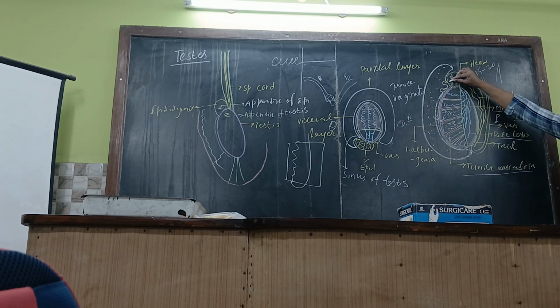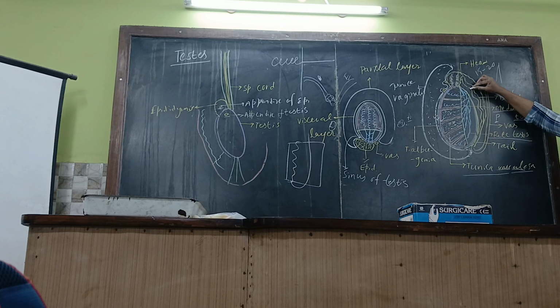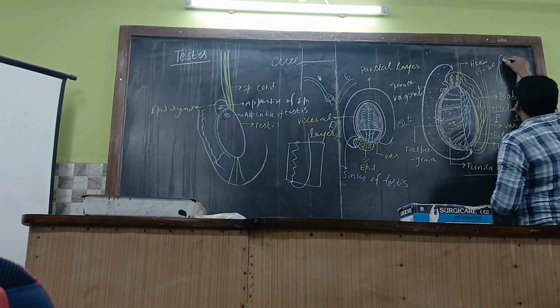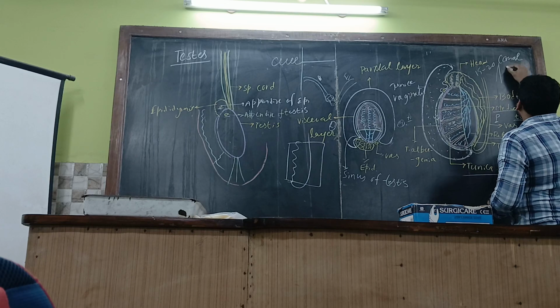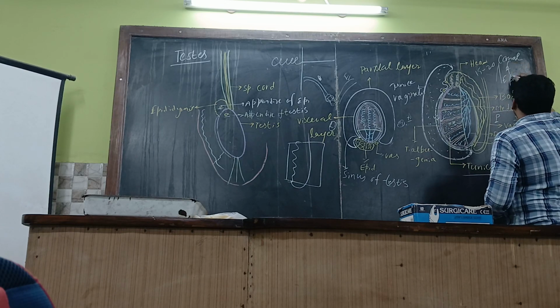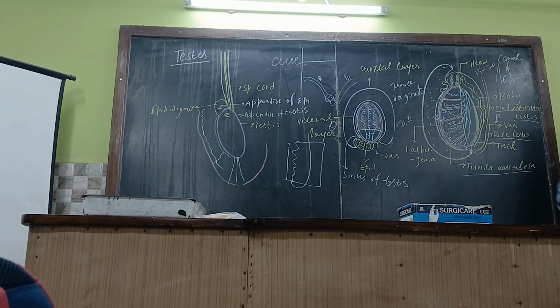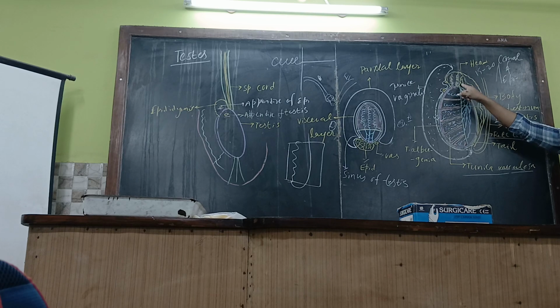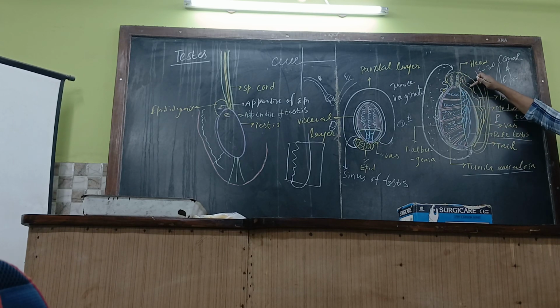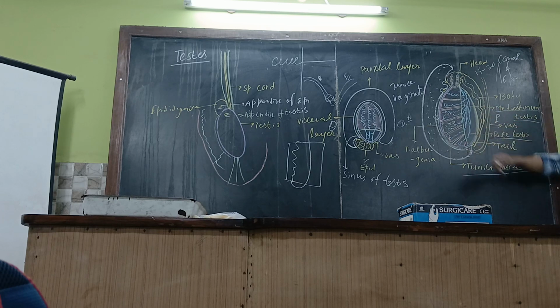All these efferent ductules will be joined together and will be forming a single tubular structure, that is called the canal of the epididymis. Whenever all the efferent ductules, which are nothing but the lobules of the epididymis, join together and form a single tubular structure, that is termed the canal of the epididymis.